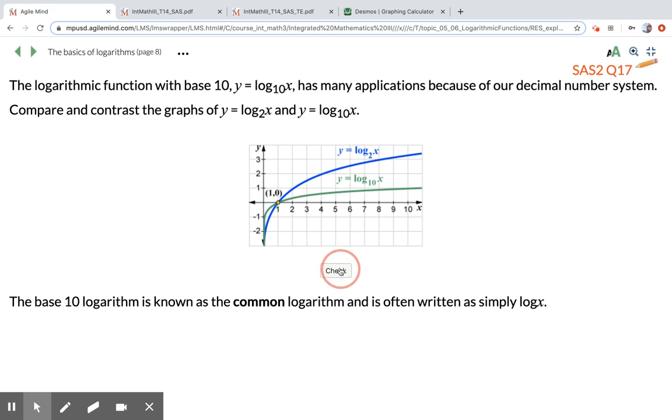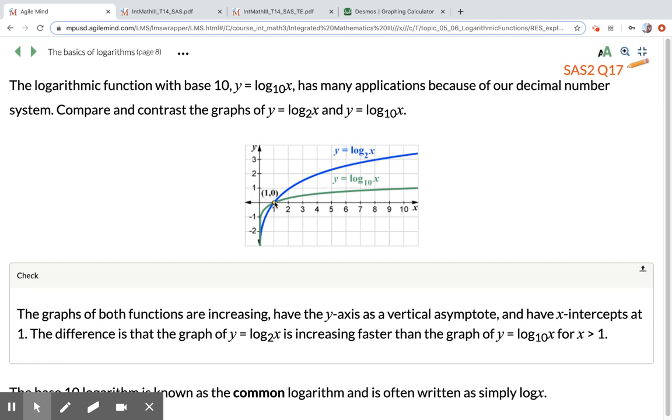There were a lot of things they had in common, right? They still had that same x-intercept at x equals 1. It's still the same x-intercept. It hits the x-axis in the same spot. They still have that same vertical asymptote, which is the y-axis, right? Reaches for it, but never actually gets to that y-axis. The difference, though, is that log base 2 is increasing faster than log base 10 is. That log base 10 really got squished. It's just not increasing at quite the same rate, is it?